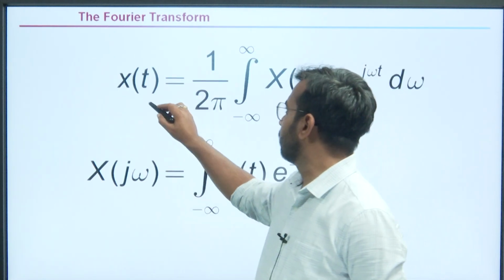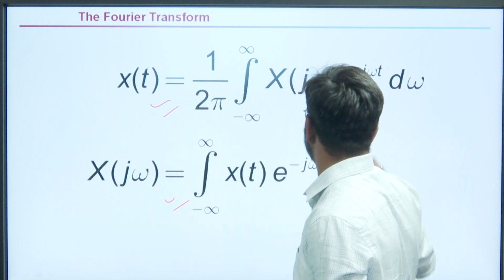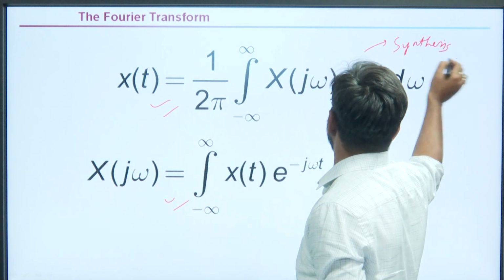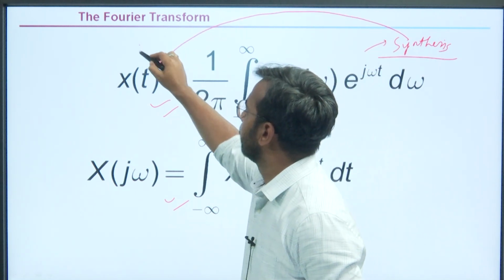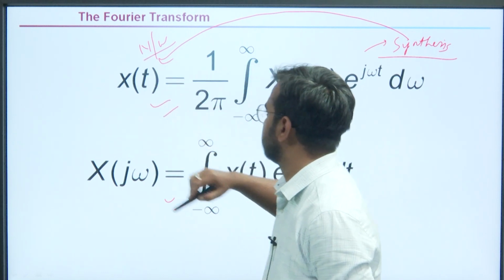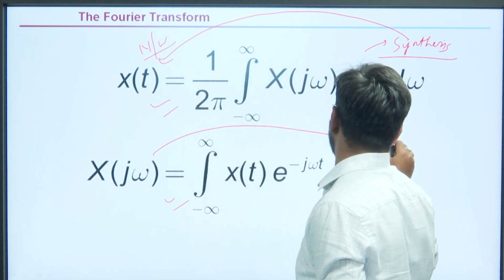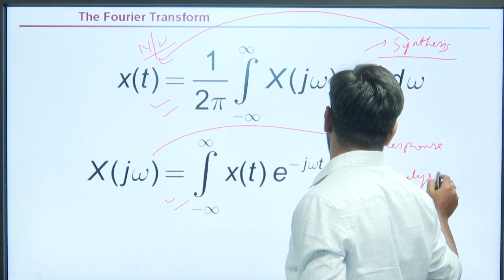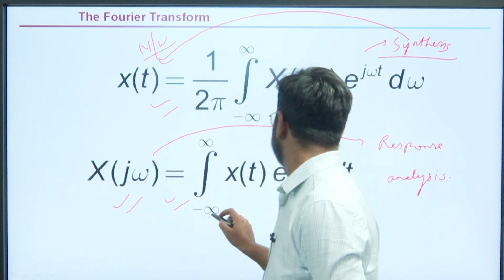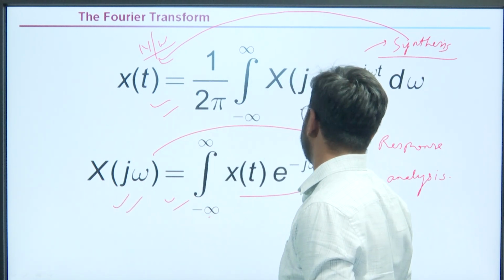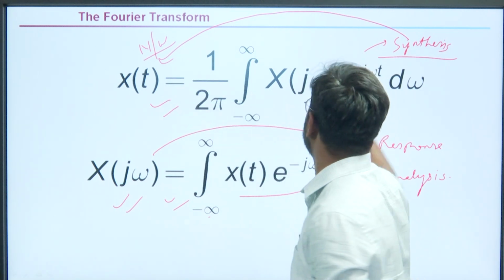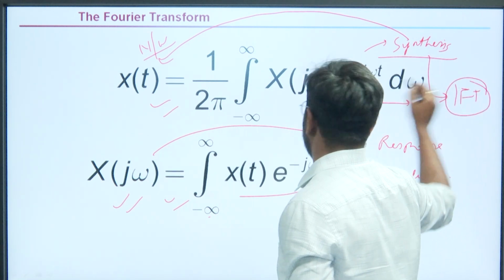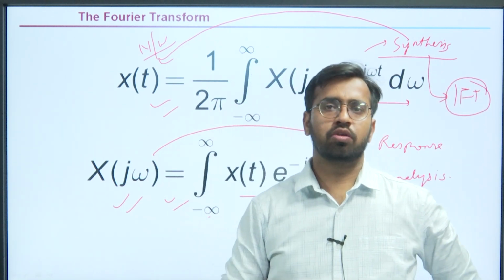There are two parts I have told you. This was the synthesis part. When we are required to find the network, that is called the synthesis part, and when we are required to find the response, that is called the analysis part. The Fourier transform is the integral from minus infinity to infinity of x t e to the minus j omega t dt, and the synthesis part is also called the inverse Fourier transform, or IFT.